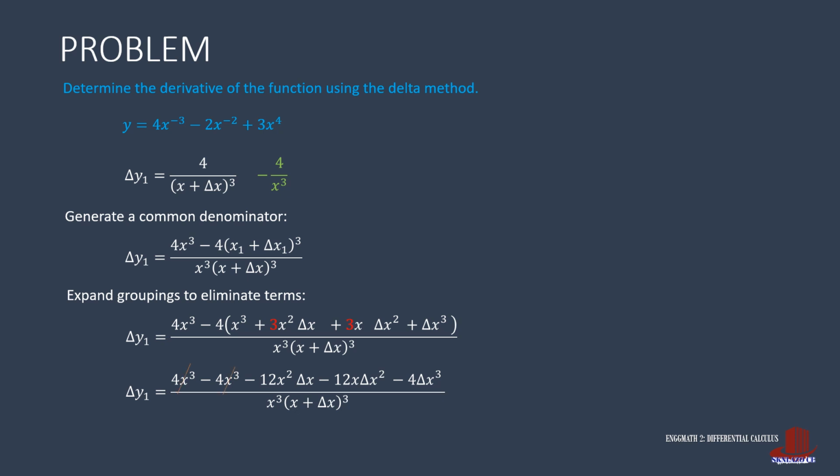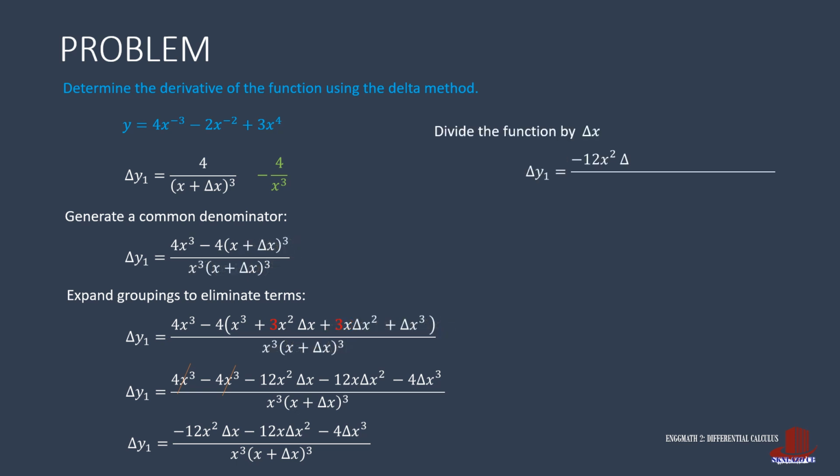We can then cancel 4x cubed, leaving us with the function of delta y equal to negative 12x squared delta x minus 12x delta x squared minus 4 delta x cubed. They are all divided by x cubed times the cube of the binomial x plus delta x.